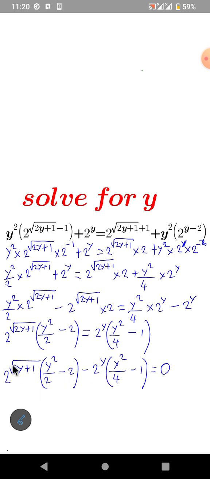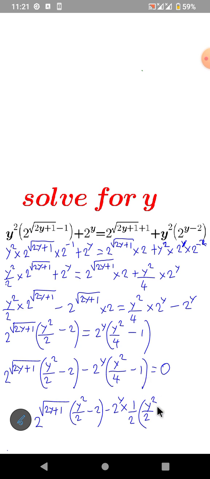Now I'll continue again. I'm going to write this. So we say 2 raised to the power of 2y plus 1 open bracket y square all over 2 minus 2 minus this 2 raised to the power of y. Now in this bracket here, I'm going to factor out 1 over 2. I'm going to factorize this bracket here. I'll bring 1 over 2 outside so that what I have in this bracket will also be equal to this. So on bringing 1 over 2 out, then open my bracket. Now this divided by 1 over 2, we have y square all over 2. Then 1 minus 1 divided by 1 over 2, we have what? 2. So close my bracket, all equal to 0. Then we continue again.